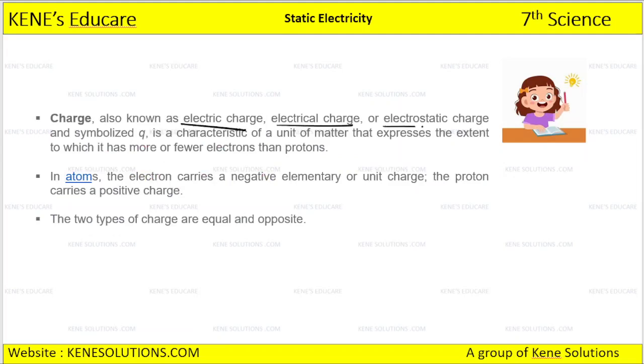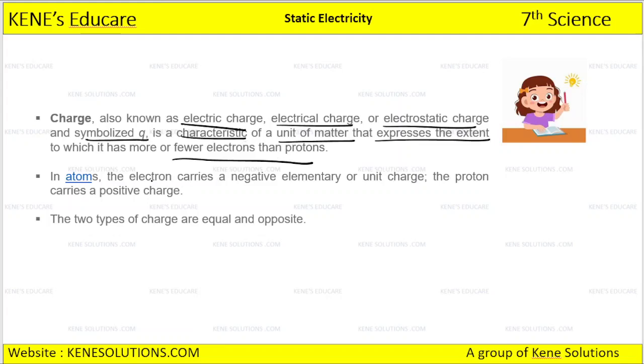Electric charge or electrostatic charge, symbolized Q, is the characteristic of a unit of matter that expresses the extent to which it has more or fewer electrons than protons. So simply, charge shows how it has more or fewer electrons than the protons. मतलब इलेक्ट्रॉन ज्यादा है या कम है वो हम कंसिडर करते हैं इन केस ऑफ चार्ज.